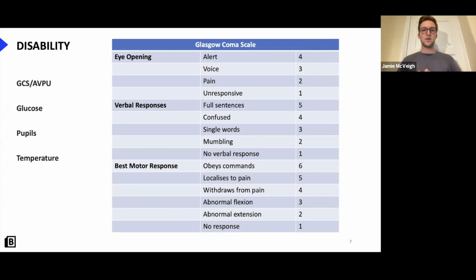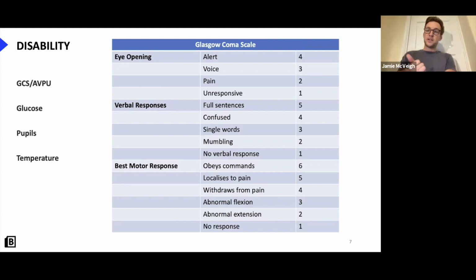Disability. So this is a little bit less important than the first three. ABC are really the most important thing. But again, you need to document these, and they give you very useful guides. So the first is their GCS or their AVPU. I'm sure you all are aware of the Glasgow Coma Scale, but I've just put it up there in case you're interested in it. Someone with a GCS of 8 or less, it's worth knowing they will likely need to be intubated and need airway support.